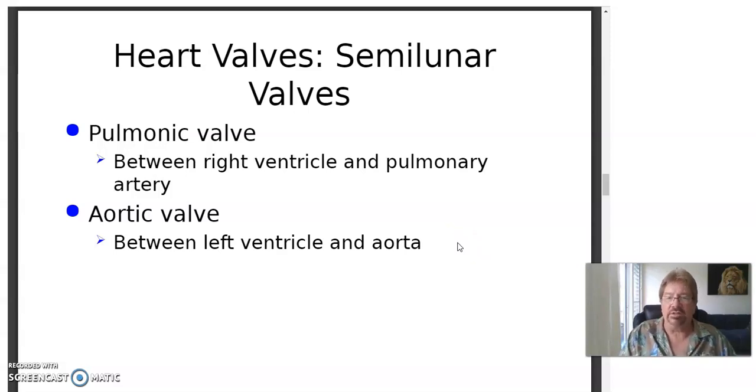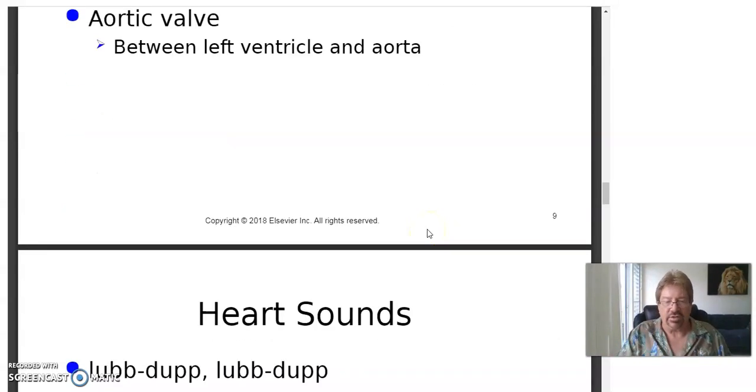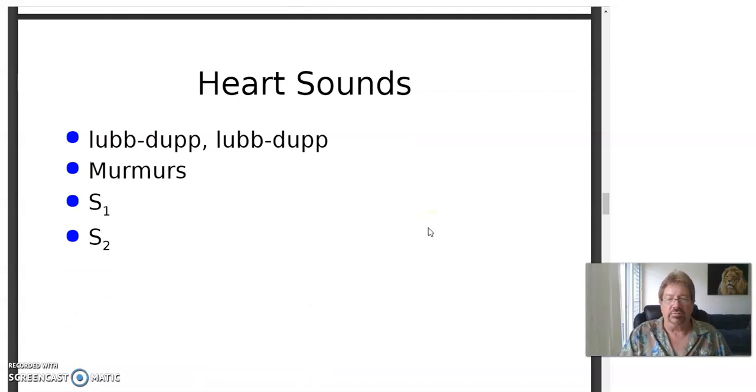That's also what makes the sounds of the heart beating. When they flap together, lub, dub, lub, dub, that's the sound that you hear with a stethoscope. Here it talks about it, lub, dub. Murmurs are areas of turbulent blood flow where the valve is not sealing all the way. Some murmurs are of no consequence clinically at all, some are quite serious. S1 is the sound of the AV valves flapping shut. S2 is the sound of the semilunar valves flapping shut.